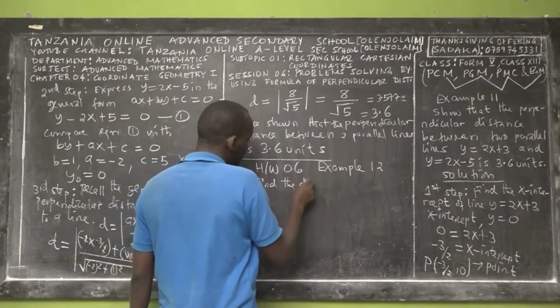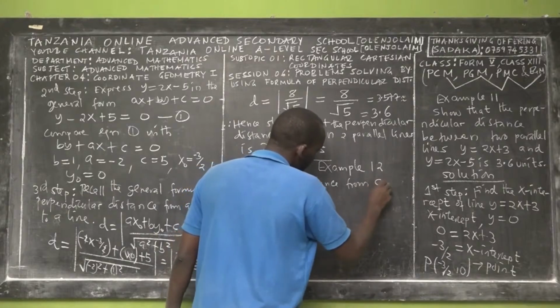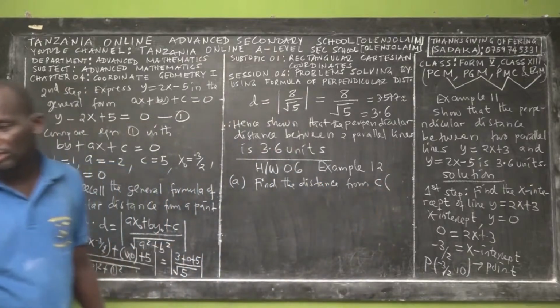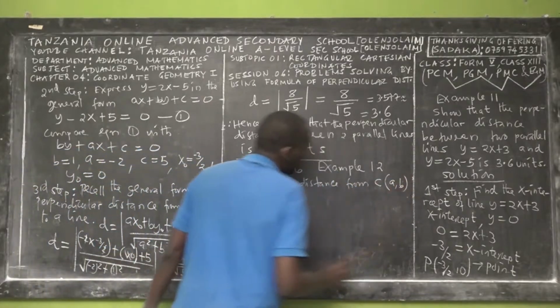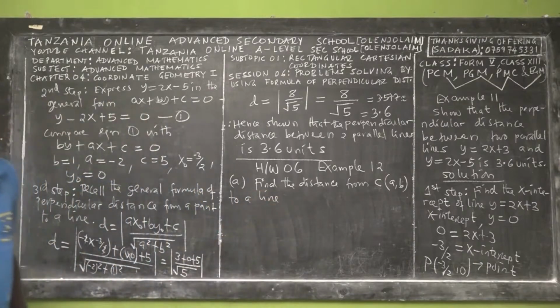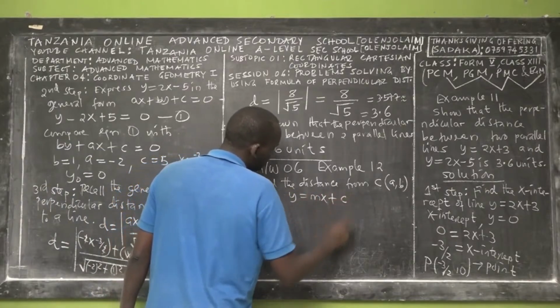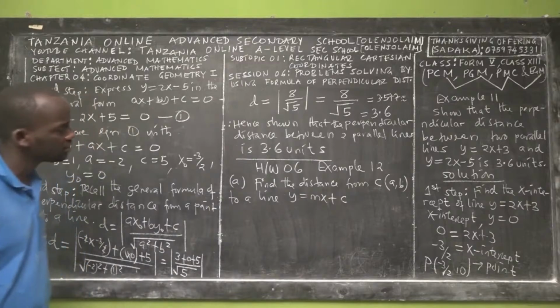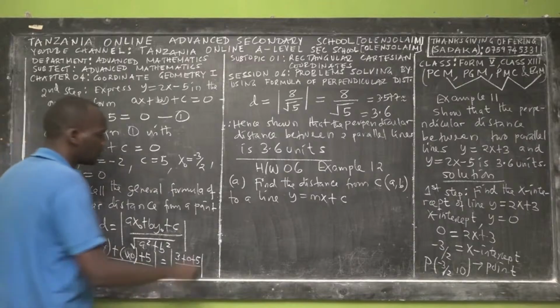Find the distance from the point C, and this point C is (a, b), to a given line, a line y is equal to mx plus c. Find the distance from that point to the line. That's Roman A.